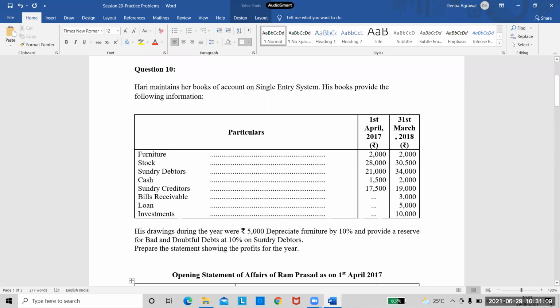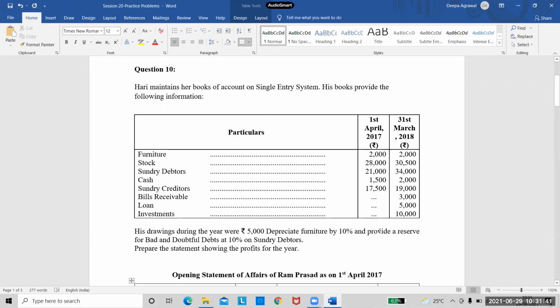His drawings during the year were rupees 5,000. So where will we take these drawings? We will take it in the statement of profit and loss. Correct. Next one, he says depreciate furniture by 10%. Where will you take this depreciation of furniture? Ma'am, we can either take it in the statement of affairs or in the statement of profit. Yeah, it's an adjustment. So we will take it in the statement of profit after getting the profit.